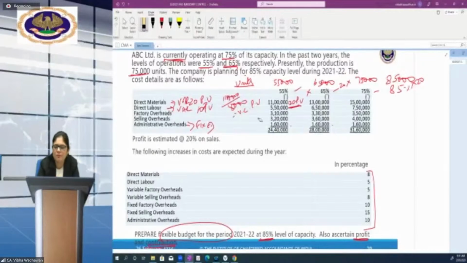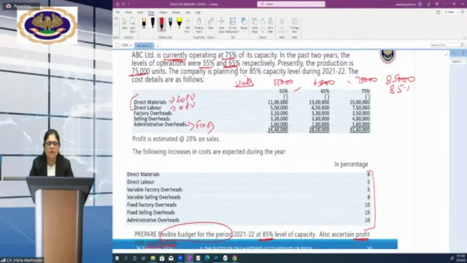That is what I'm trying to explain to you. So I'm erasing the extra figure so that you don't get confused. Clear? So now, direct material is 20 per unit, direct labor is 10 per unit because they are 100% variable. Factory overheads, if you can find out, generally are semi-variable. Divided by 55,000. Okay, so factory overheads are semi-variable.